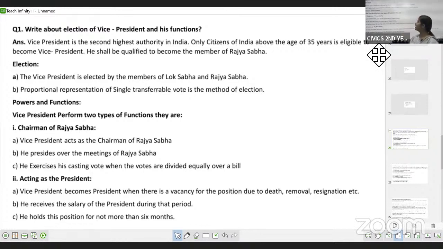So yesterday we started with short answers. We discussed from chapter 1. Today we will discuss short answers from your third chapter, that is Union Government.